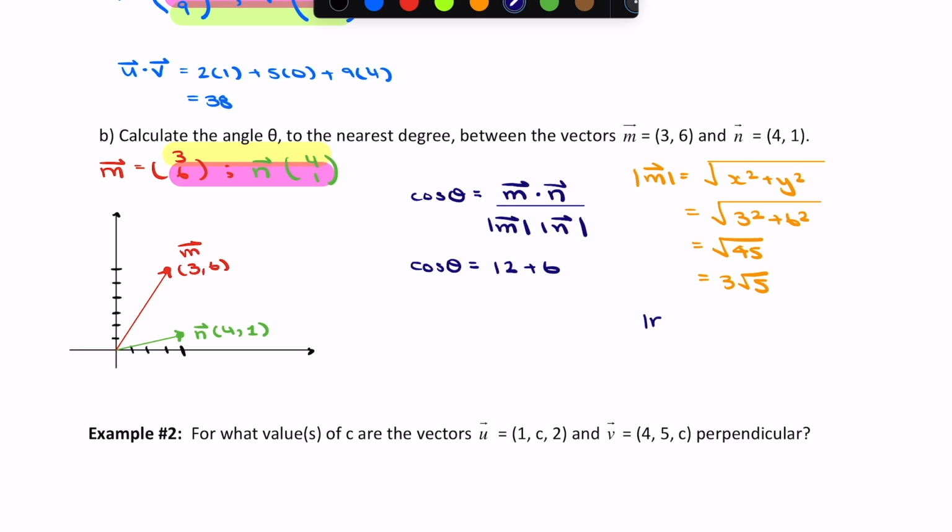And so here, again, the magnitude of vector m will be square root 17. So here, if we write that back in our equation, we have the magnitude of vector m, which is 3 square root 5, and the magnitude of vector n, which is square root 17. And so here, we get theta is equal to cos negative 1 of 18 over 3 square root 85. And therefore, we get theta is equal to 49 degrees.